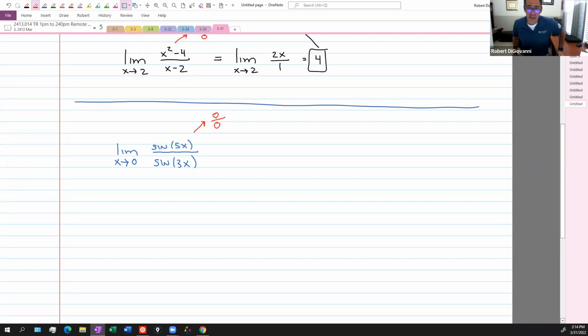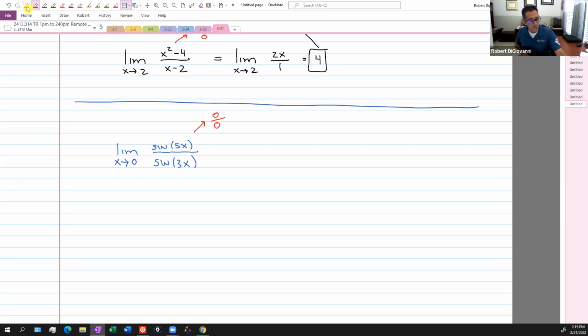Do you remember how we did these? This was a really weird problem where we would rip it apart, and we'd say, boy, I really wish I had a 5x down there, and I'm just going to make a 5x appear. Remember all that? Okay, do you have 0 over 0? Yes. Can you use L'Hopital's rule then? Yes.